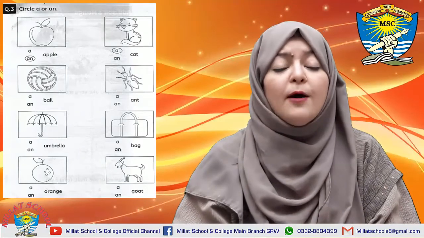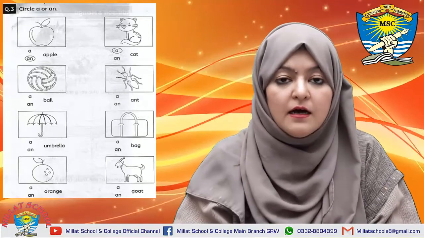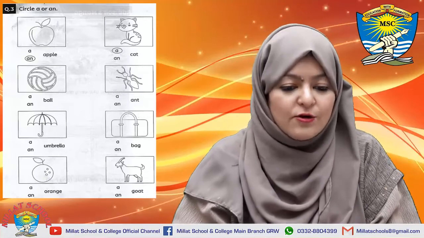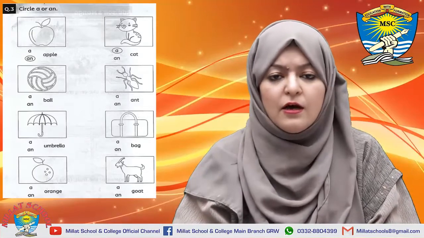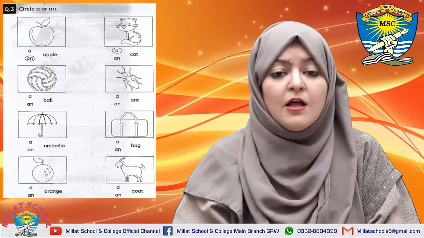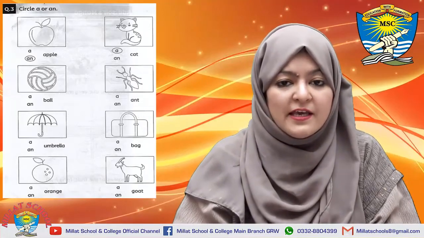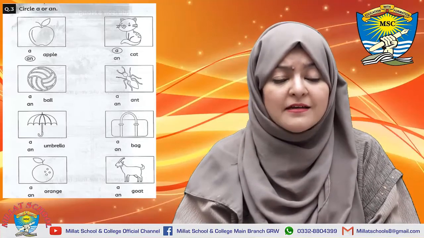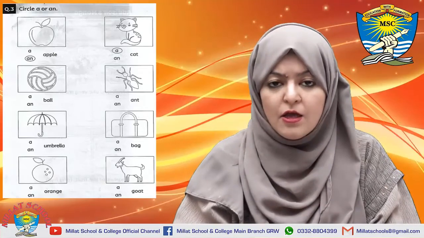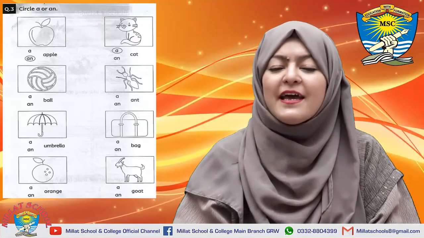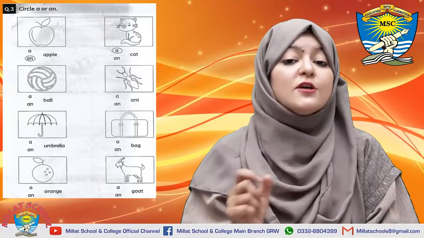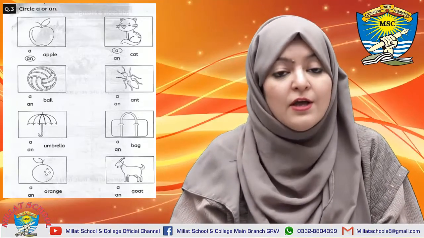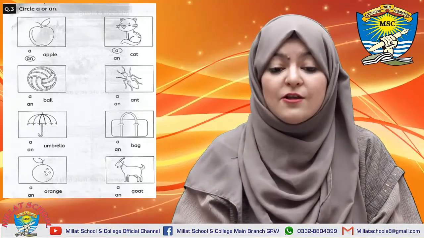And the next word is umbrella. Umbrella. The sound in the beginning is a vowel sound. So we will circle an umbrella. We will not say a umbrella. We will say an umbrella. Okay. And the next picture is the picture of a bag. A bag or an bag? We will write a bag. Why? Because bag starts from B and B is the consonant sound, not the vowel sound. We have to focus upon the consonant and the vowel sounds.